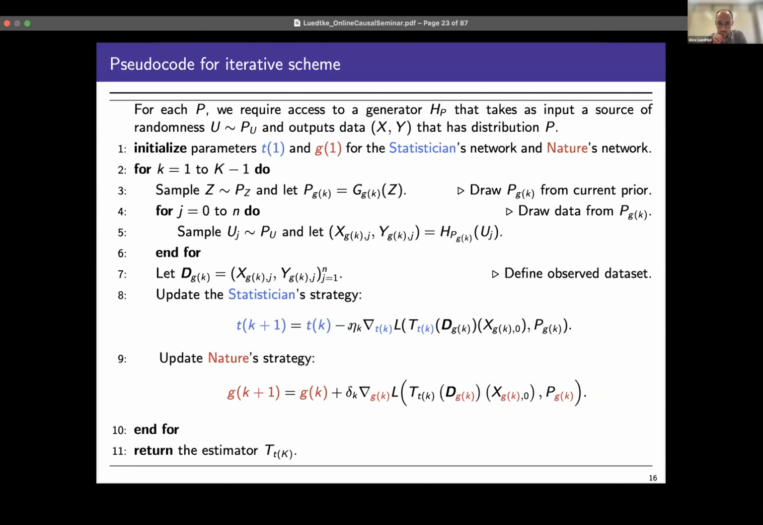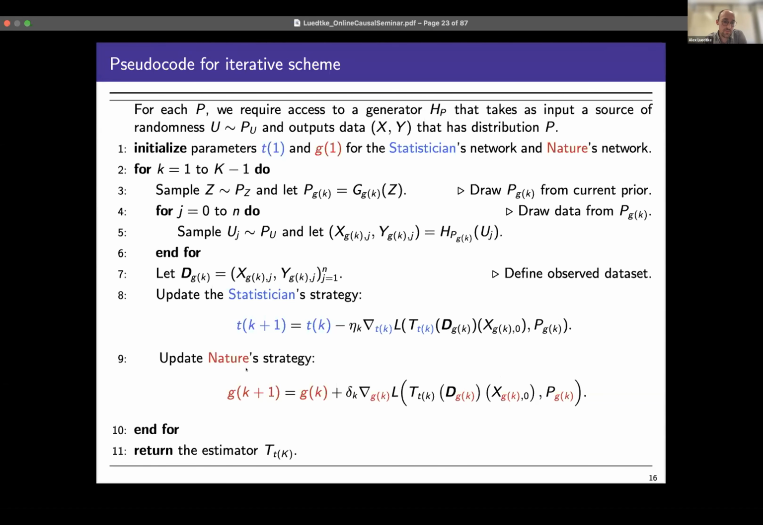This is user specified. So the statistician is taking a gradient descent step, a stochastic gradient descent step, because they want to improve their performance, in terms of reducing the risk. Nature wants to increase the risk, so nature just takes a stochastic gradient ascent step. And here we just need to keep track, and I've tried to color it in red here, of what this gradient is over. This gradient subscripted by nature's strategy is going to be over every single place that g of k appears here.